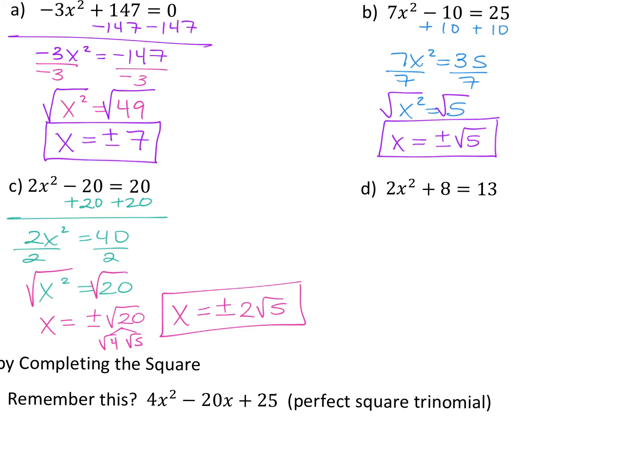Who's got an answer? You're stuck? Do you know where you're stuck? Did you get to x squared equals 5 over 2? 2x squared equals 5? Yes, so then divide by 2, right? So take away the 8. You get 2x squared equals 5. Now we divide by 2.